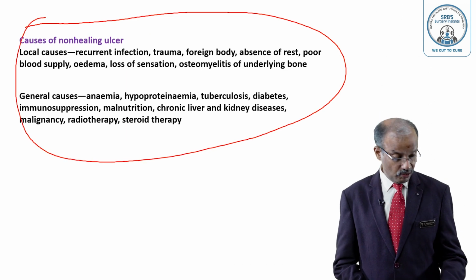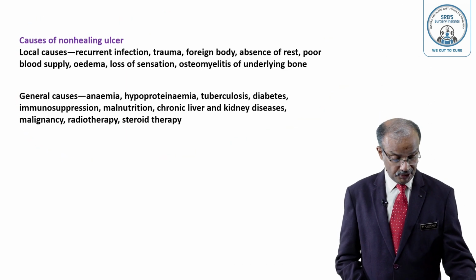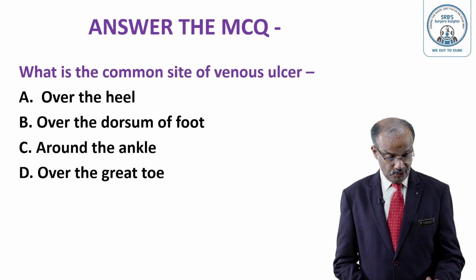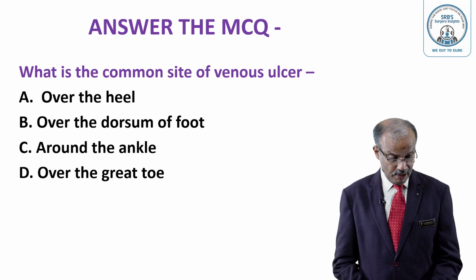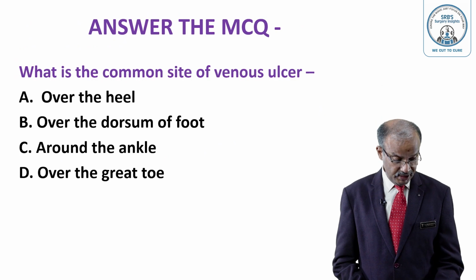A common question asked, MCQ also they will ask. So answer the MCQ. What is the common site for venous ulcer? A, over the heel. B, over the dorsum of the foot. C, around the ankle. D, over the great toe.